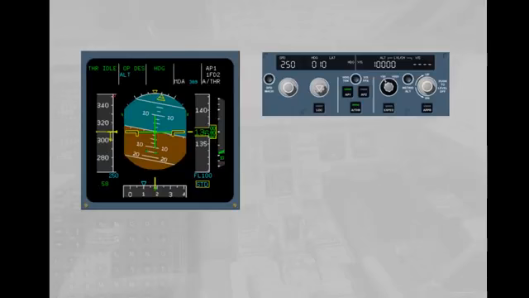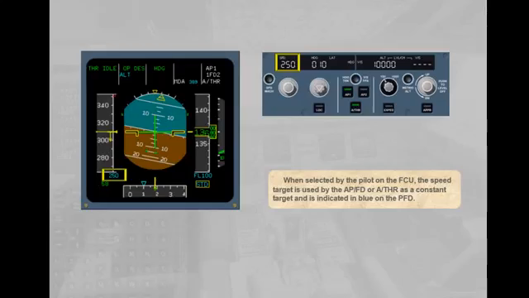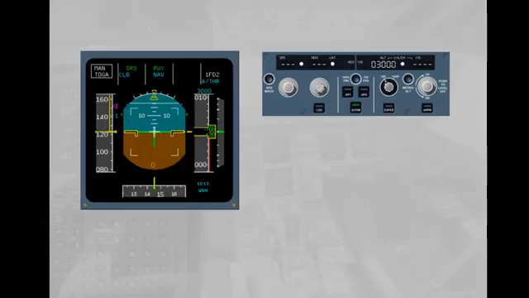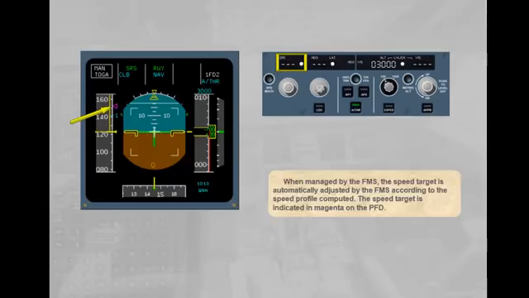When selected by the pilot on the FCU, the speed target is used by the autopilot flight director or auto thrust as a constant target and is indicated in blue on the PFD. When managed by the FMS, the speed target is automatically adjusted by the FMS according to the speed profile computed. The speed target is indicated in magenta on the PFD.